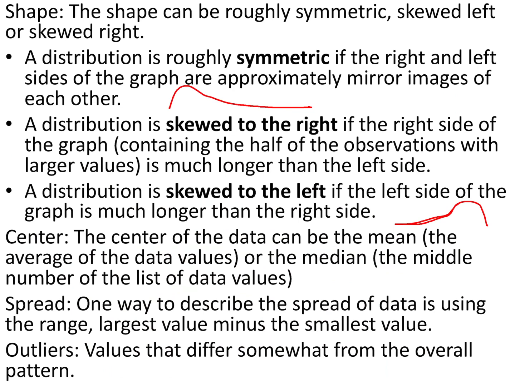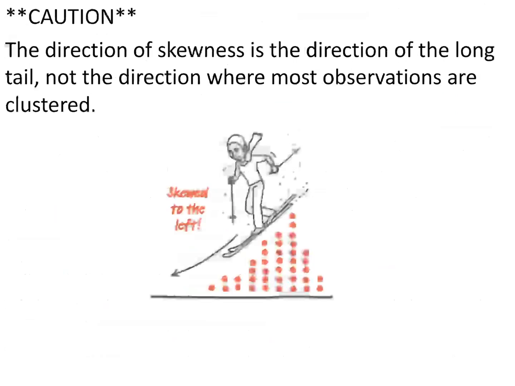We can also look at the center. There are 2 different ways to look at center. You can look at the mean, which is the average of the data values, or you can look at the median, which is the middle number. Later on, we'll say which one is more appropriate depending on what type of graph you have. We can look at spread. There are different ways to look at spread, but for right now, a common way is just to look at the range, which is the largest value minus the smallest value. And we can look at outliers, which is just something that differs from the overall pattern. Later on, we will find out different ways to do spread, and we will find a more distinct way to determine if something is an outlier.